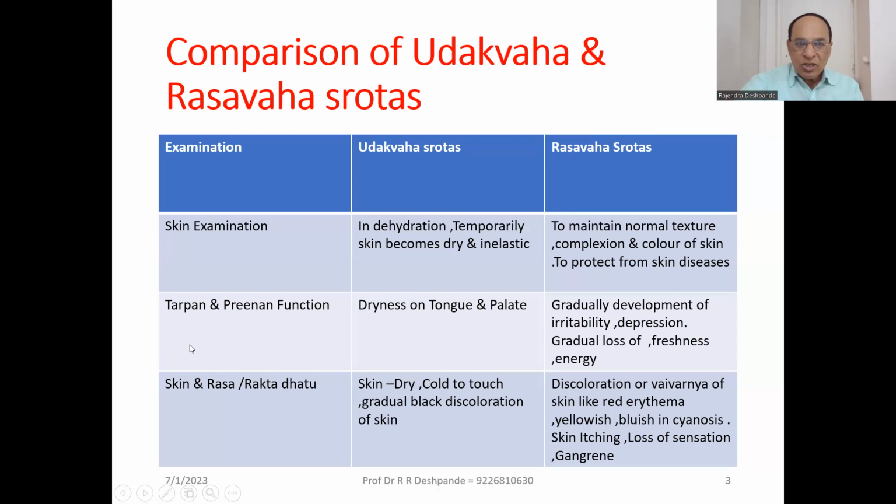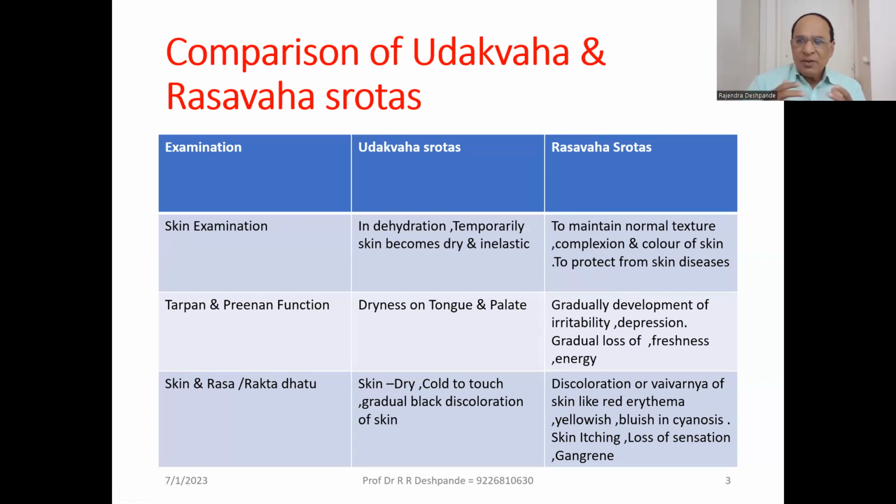Next, when we talk about Tarpana and Prinana, that means the instant hydration signs or symptoms. Instant energy is called Tarpana, and at the mind level it is called Prinana. Tarpana is for the physical body and Prinana is for the mind level. So in Udakavaha Srotas, when there is a typical dehydration in the summer or with diseases like loose motion, you will get dryness of the tongue and dryness of the palate. But in Rasavaha Srotas, this particular damage generally develops as long-term effects.